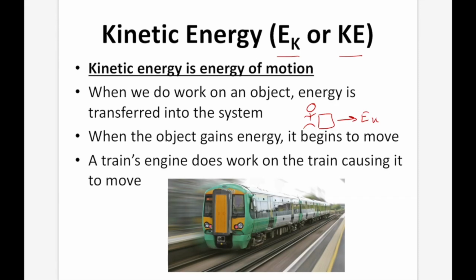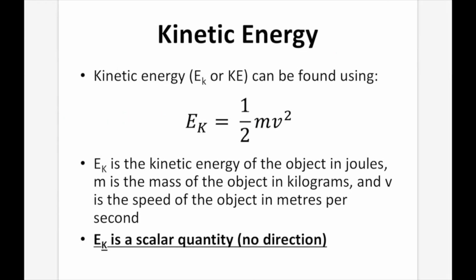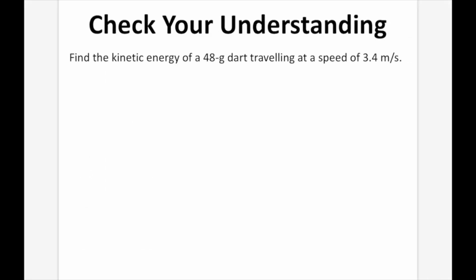A train's engine does work on the train, causing it to move. A car's engine does work on the car, causing it to move, and so on. Kinetic energy can be found using the formula EK equals 1/2 mv squared. EK is the kinetic energy of an object in joules, m is the mass of the object in kilograms, v is the velocity in meters per second, and keep in mind that EK is a scalar quantity, so there's no direction.